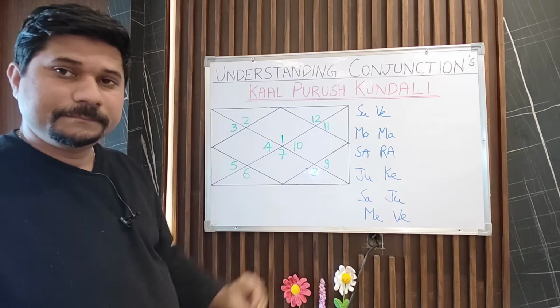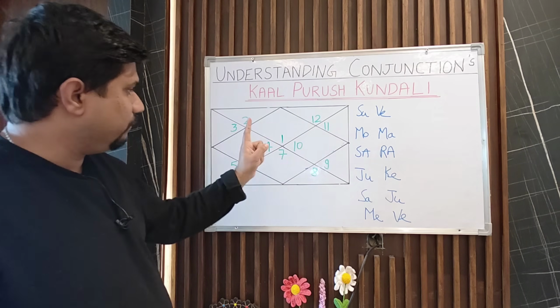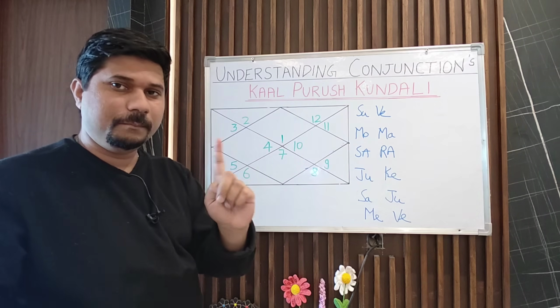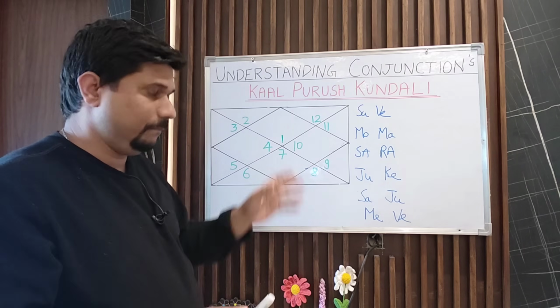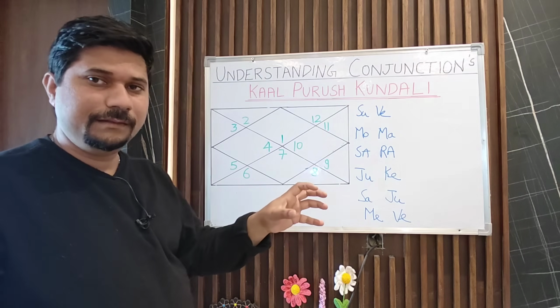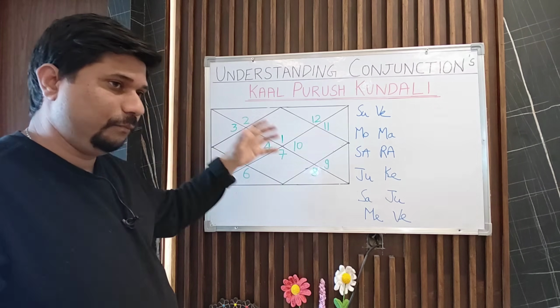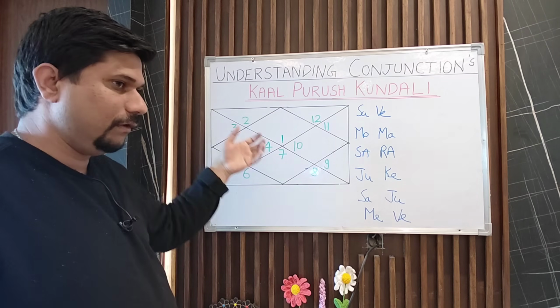Now look here, this is the first house in which the number 1 is written. Number 1 is nothing, it's the zodiac sign simply, okay? 1, 2, 3, 4, 5, 6. So these are the zodiac signs. This is the first house in which the sign of Aries is posited. This is the second house, the sign of Taurus is posited.